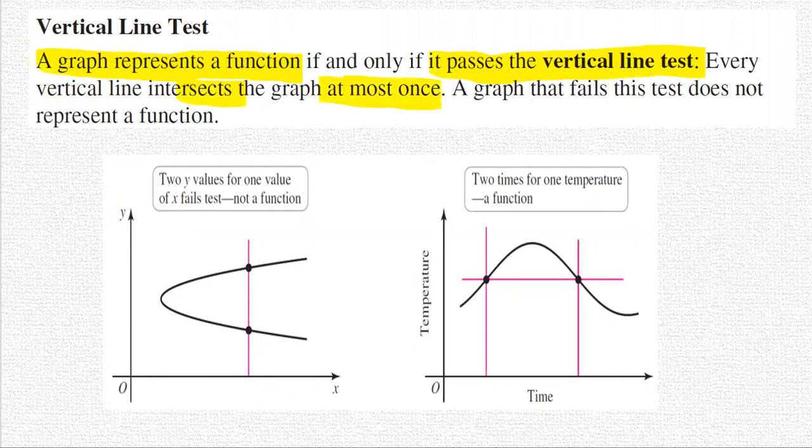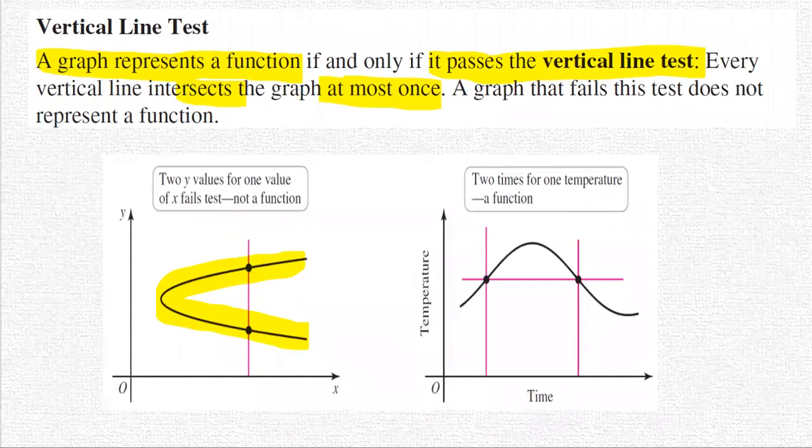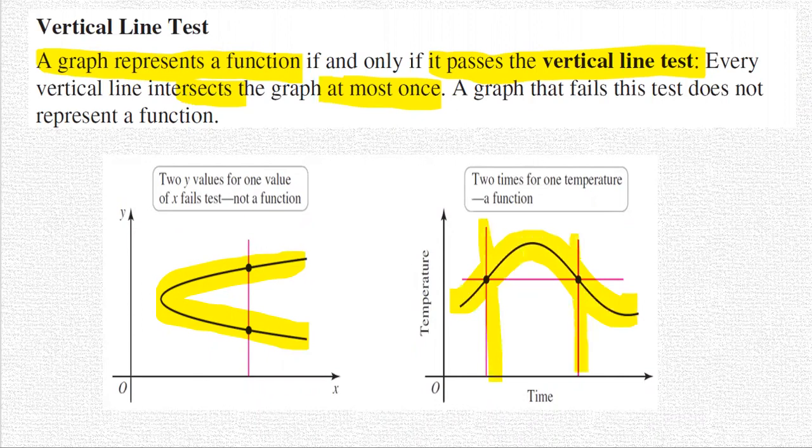As you see in the first graph here on the left, the curve looks like a parabola that opens sideways, and a vertical line going through the graph shows two intersection points. That means this graph fails the test and does not represent a function. On the other hand, in the graph on the right, when you draw vertical lines, each vertical line intersects the graph at most once. That means this graph represents a function.